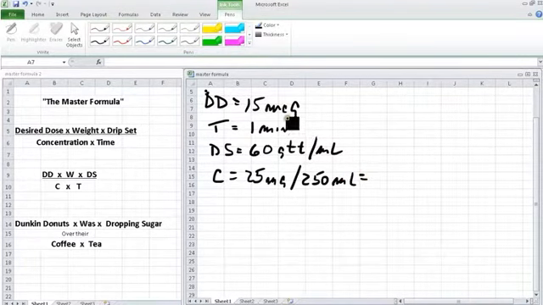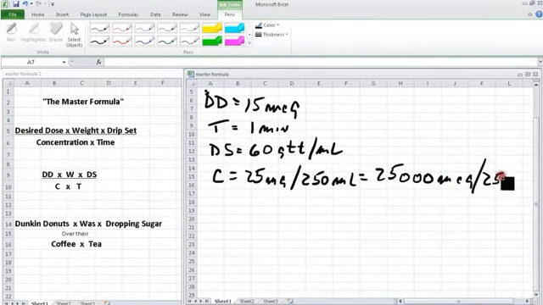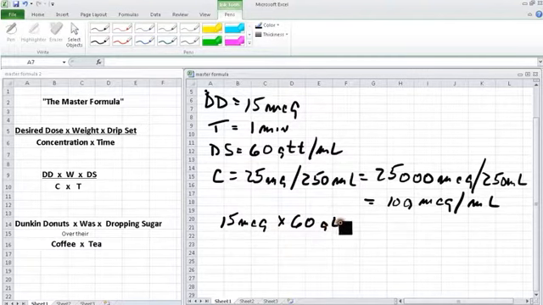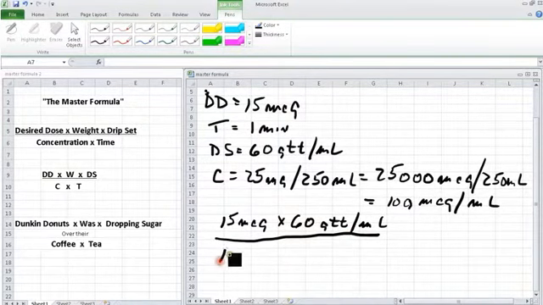So converting that into the same units as the desired dose, that's 25,000 micrograms in 250 mLs, which is equal to 100 micrograms per ml. Putting that into the formula, for the desired dose we have 15 micrograms times the 60 drop set per milliliter, all over the 100 micrograms per milliliter times 1 minute.